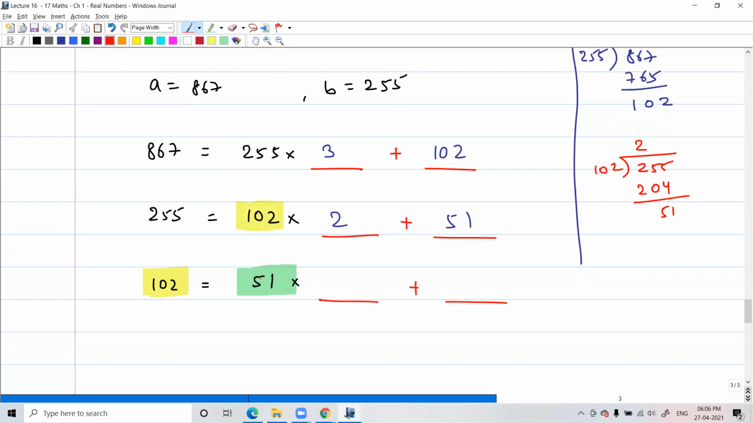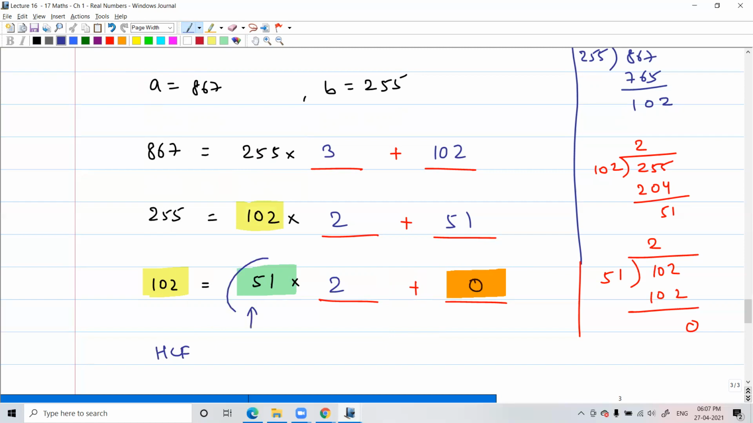So do the division, divide 102 by 51 this time. It will go 2 times, of course, and it will become 102, and the remainder will be 0. So since we got the remainder as 0, this is where we stop. So what is my HCF this time? 51. Yes, HCF is the divisor at this stage.